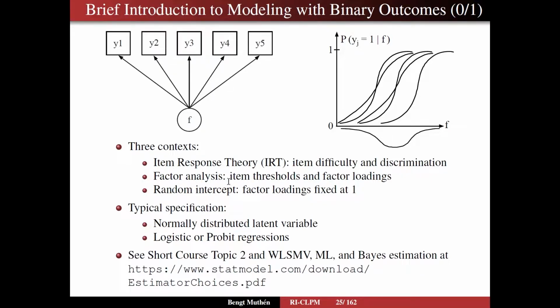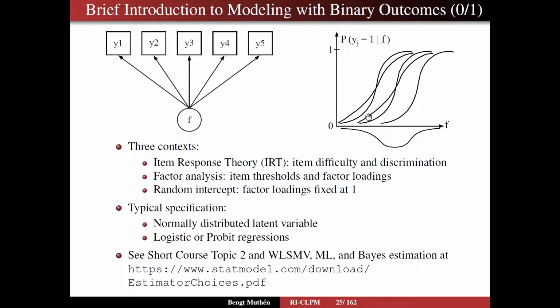In factor analysis, we instead talk about item thresholds and factor loadings. Item thresholds is then a counterpart to the item difficulty. It's a term that we use because it's convenient to talk in terms of thresholds when you move from binary to polytomous outcomes, as we will see in a few slides. Now, the typical specification here is a normally distributed latent variable. That's what's used in item response theory. And then you have a choice between logistic or probit regressions. So these curves are either probit curves or logistic curves, often hard to distinguish in terms of practical applications. In IRT, it's very common to use logistic regression, but probit regression could be used equally well.